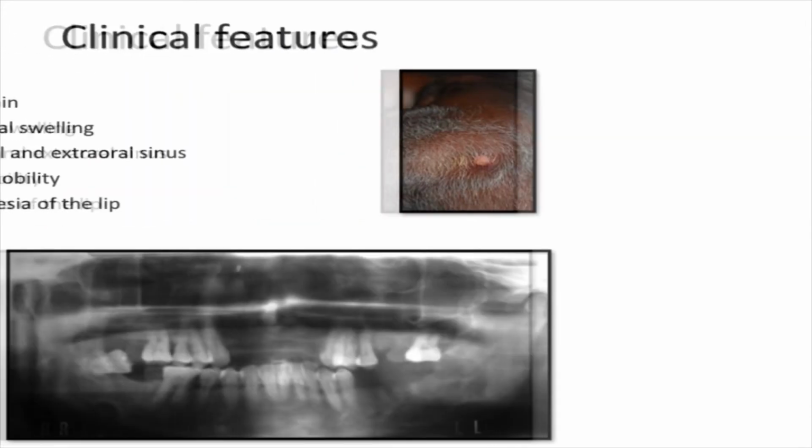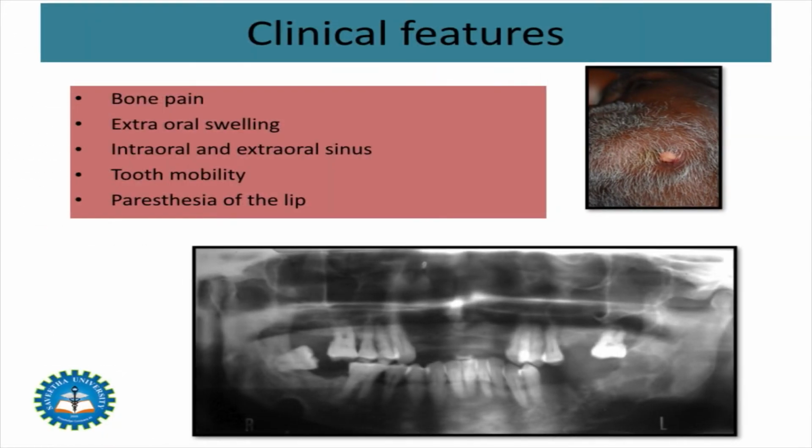The clinical features of osteomyelitis include intraoral or extraoral swelling with severe bone pain, mobility of the involved tooth, draining sinuses as you can see in the picture above, paresthesia of the lip. Radiographically, there is an altered trabecular pattern, presence of involucrum, sequestrum, and moth-eaten appearance, which you can see on the left body of the mandible in the OPG. Severe long-standing cases can end up in a pathological fracture.